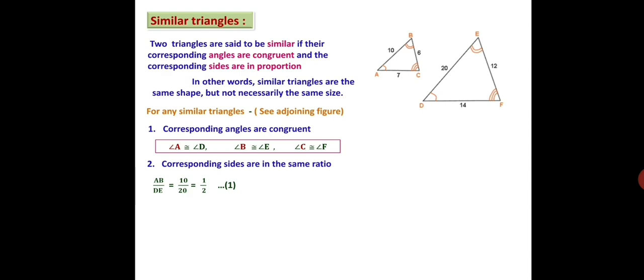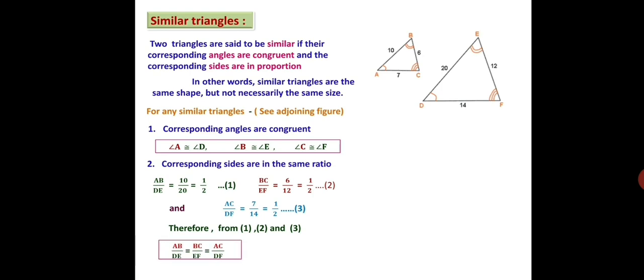Therefore, we can write from the figure AB upon DE is equal to 10 upon 20, which is half, equation 1. BC upon EF is equal to 6 upon 12, which is equal to half, that is equation 2. And AC upon DF is equal to 7 upon 14, which is half, equation 3. From equations 1, 2 and 3, we get AB upon DE is equal to BC upon EF is equal to AC upon DF, since all values on the right hand sides are the same.